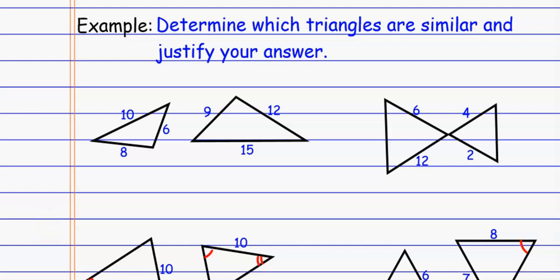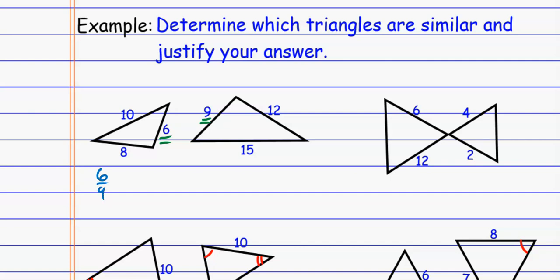So if I look at this one, notice no angles are actually given here. So I want to compare the sides on this one. And if I compare the sides here, I just start with the smallest side. So like in this one, I would start with the 6. Well, that should correspond to the smallest side in the other triangle, which is the 9. And so if I write that as a ratio, 6/9.